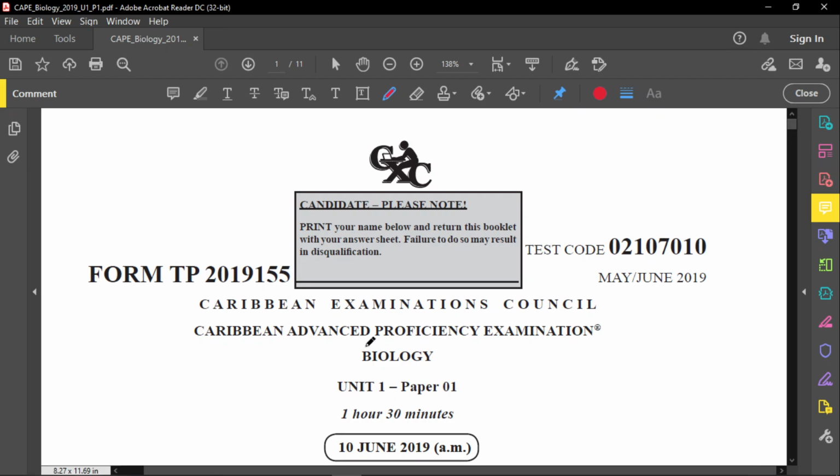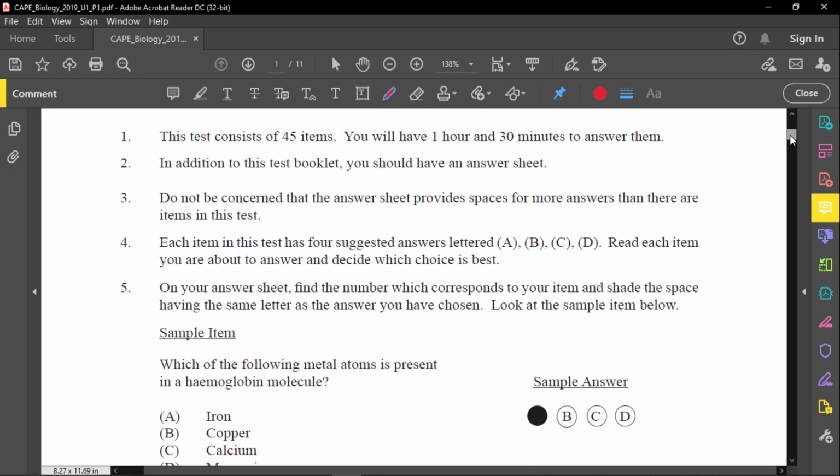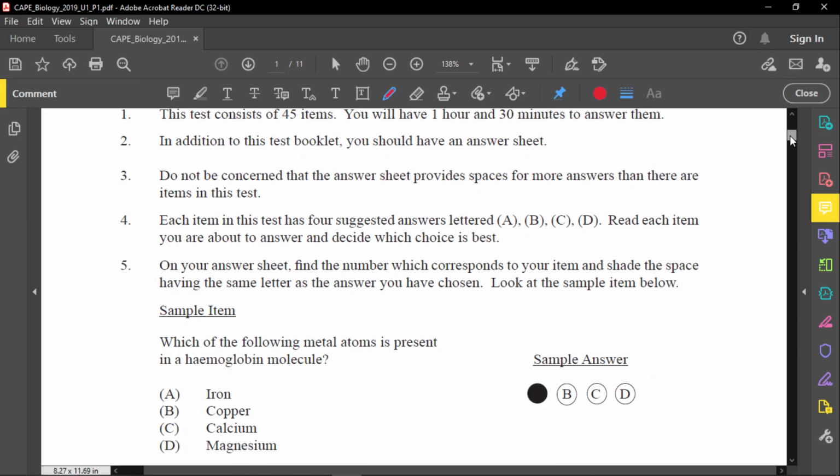Today I'm reviewing a CAPE Biology paper 1, and this was from the year 2019. Now before we start this examination, please remember to read through the instructions carefully and also ask any questions if you're in doubt before the examination begins.